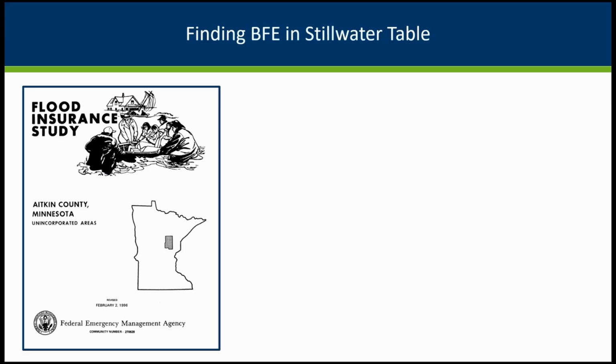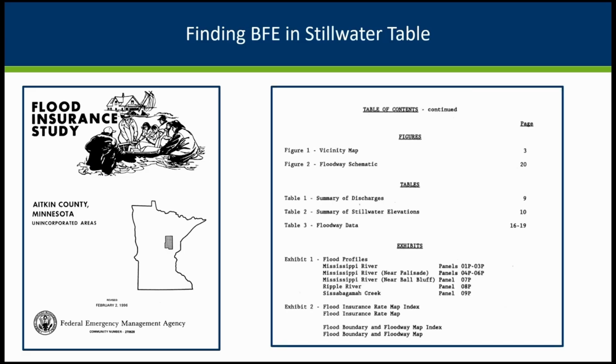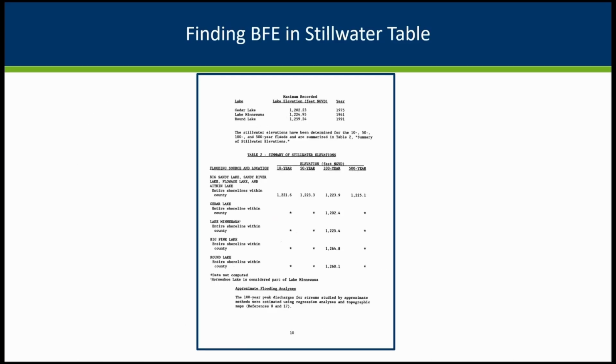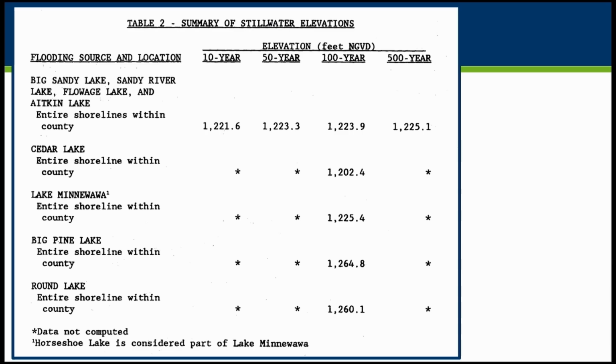Once we have our flood insurance study, go to the table of contents and look for the summary of still water elevations. Now, I think it would be clearer if they called it the summary of lake or basin elevations, but they call it the still water elevation table. I believe they call it the still water tables since when we're looking at a coastal flood elevation, they add the height of waves and run up on top of the still water elevations. In this example, we're going to go to page 10 in the FIS. So here's page 10, and we'll zoom in on that still water table.